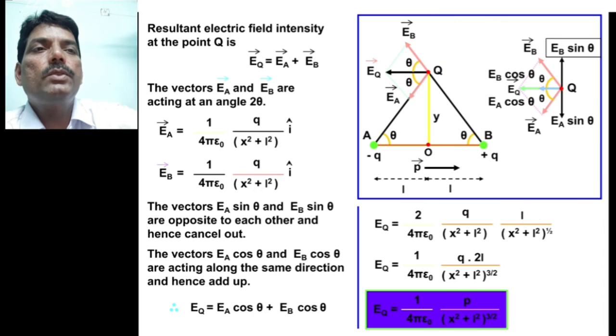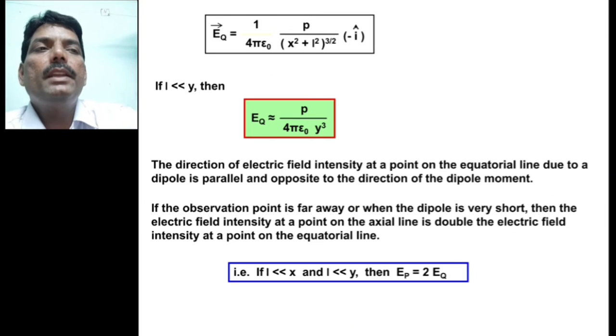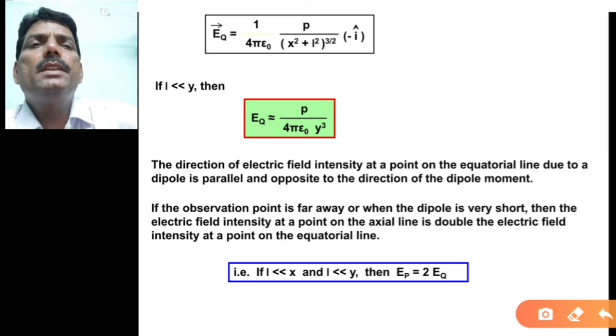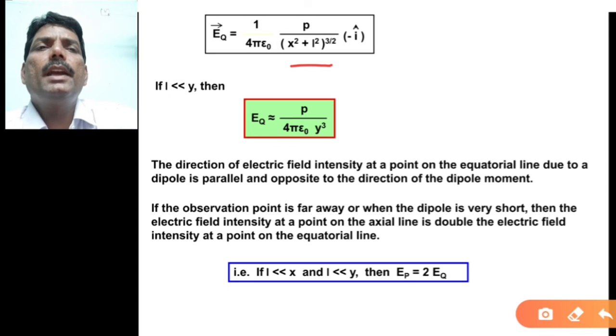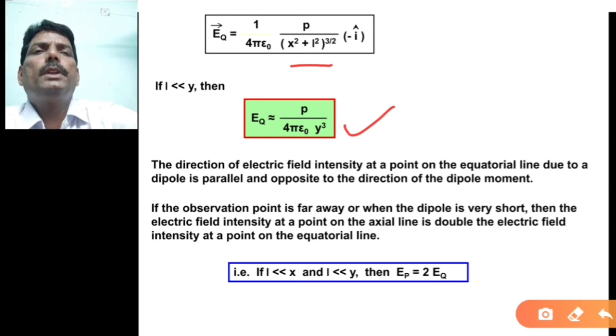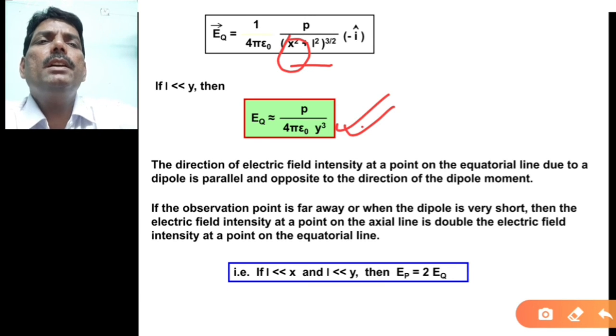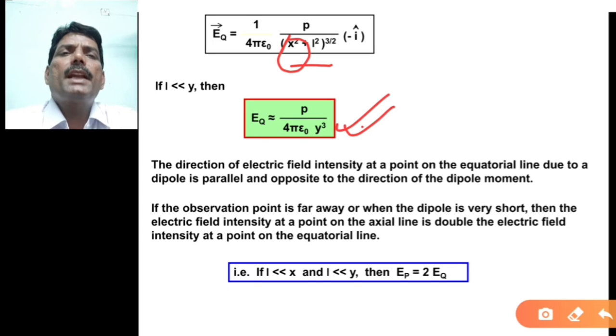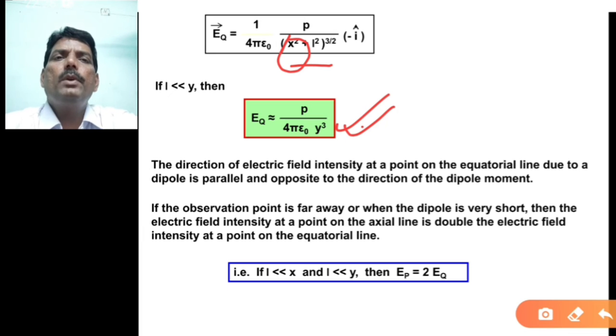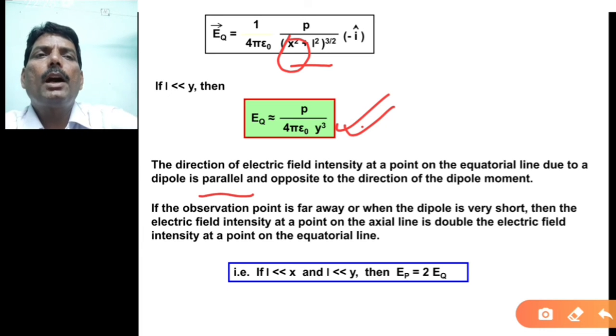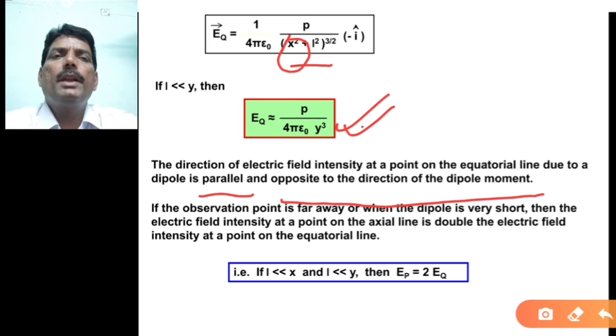In such a situation, neglecting L, we get E_Q equal to P upon 4 pi epsilon naught y cube. Sorry, here you have to keep y square, so ultimately you will get y cube. So the direction of the electric field intensity at a point on the equatorial line due to a dipole is parallel and opposite to the direction of the dipole moment. This is the case for the equatorial line.